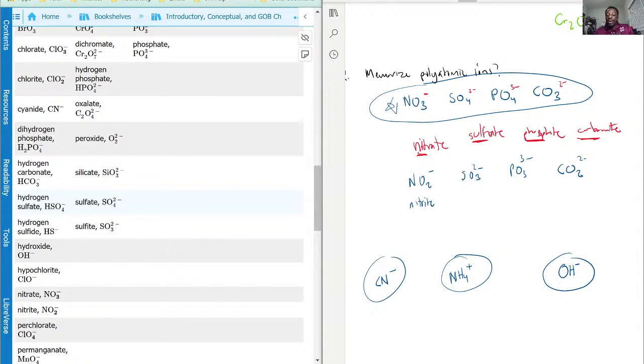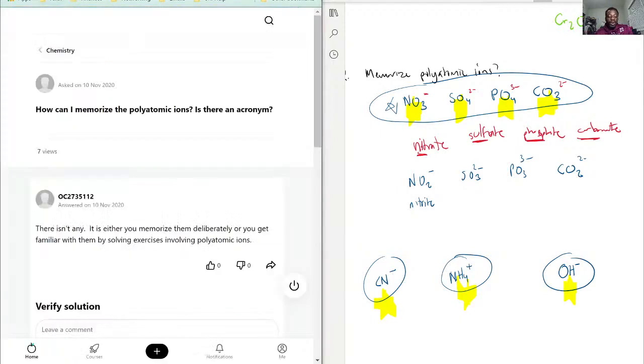So in order to memorize the polyatomic ions, I can't think of an acronym, but I would say start with these 4: nitrate, sulfate, phosphate, carbonate, and also familiarize yourself with these three. Cyanide, because it's really different from the rest. Ammonium, hopefully you'll be familiar with ammonia, because NH3 and NH4 plus do occur quite frequently. And hydroxide, that one you will see often in your acids and bases questions, specifically bases, because they usually work with hydroxides.